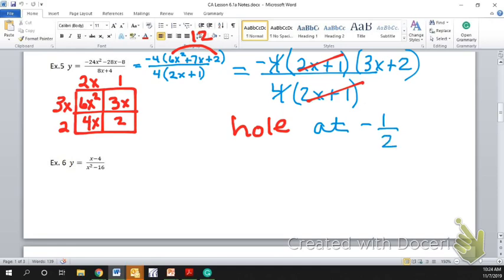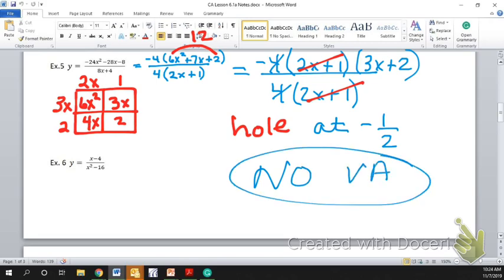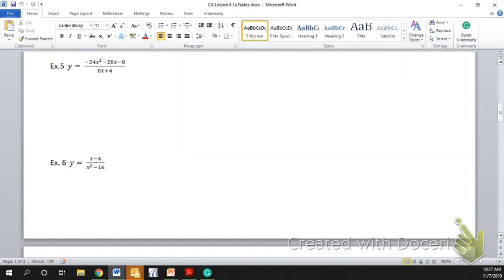Do I have any vertical asymptotes at all? I have nothing left in my denominator, right? So there's nothing left to equal 0 in my denominator, so I have no vertical asymptotes. Does that make sense? Is everybody okay with example 5? Okay, example 6.